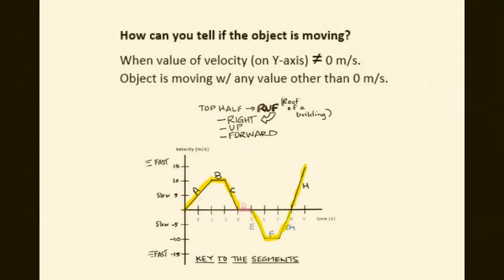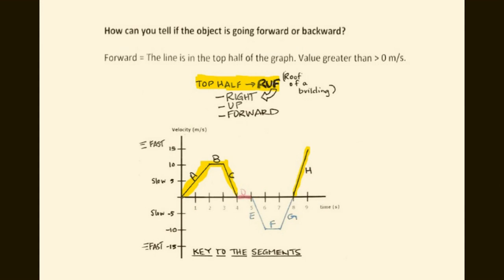As you notice on the graph, everything that is highlighted is considered to be moving, except for section D, as it is on the x-axis. Again, don't confuse flat horizontal lines in a velocity versus time graph with those in a position versus time graph. Now let's look at how you can tell if an object is moving forward or backwards. Remember that in physics, right, up, and forward are always positive, and left, down, and backwards are always negative.